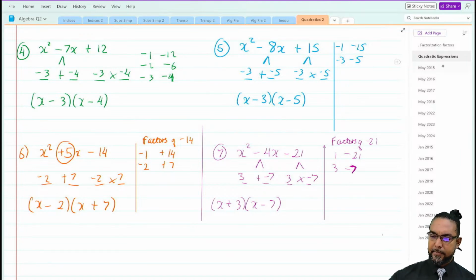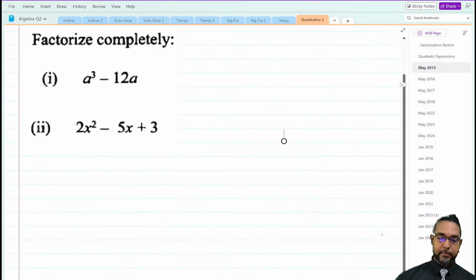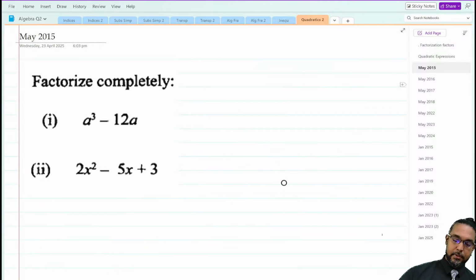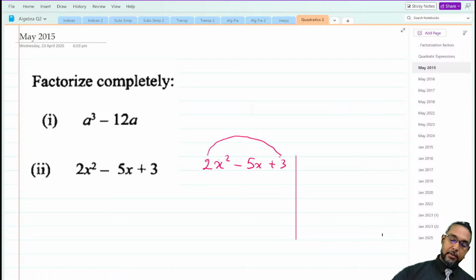All right. So what I'll do is I'll use this one here as an example, right? So this is the May 2015 paper. If we have 2x squared minus 5x plus 3, and you want to factorize that, we have one little tweak to make. So normally, we just ask for the factors of the constant. But what we have to do now is actually multiply the coefficient of the x squared term by the constant, right? So what we are looking for actually are the factors of 2 by 3, which is equal to 6.